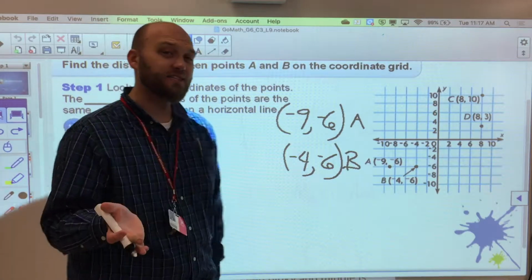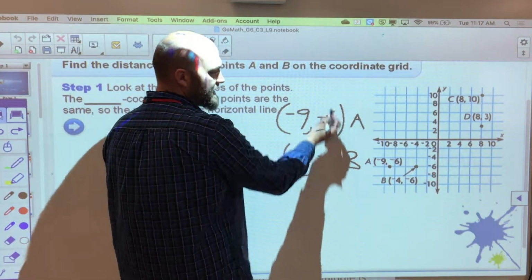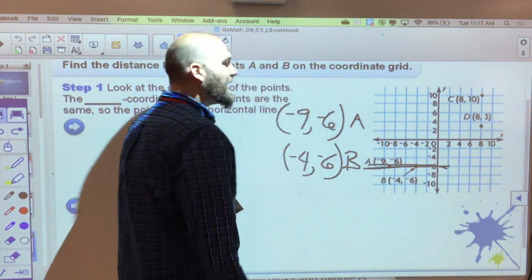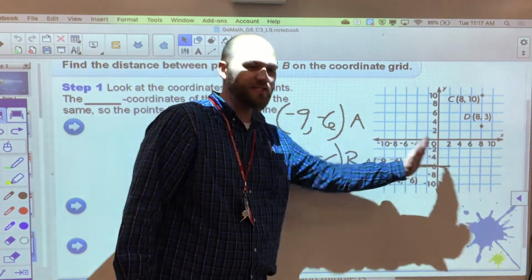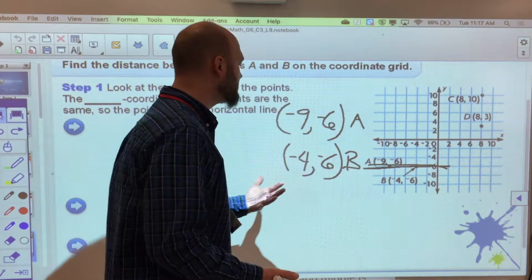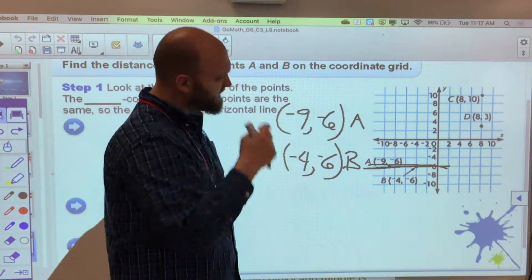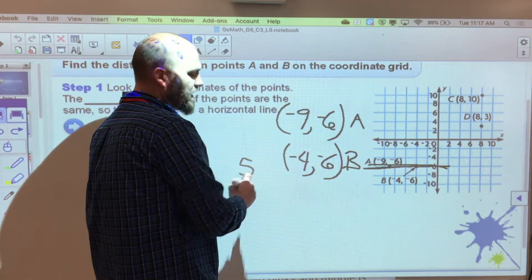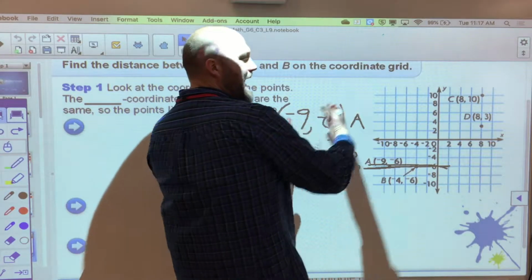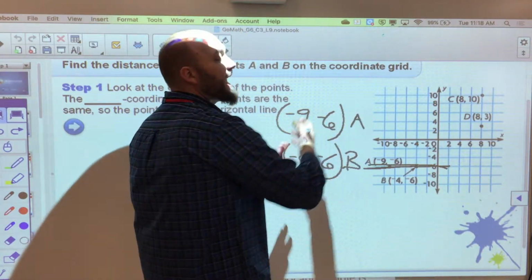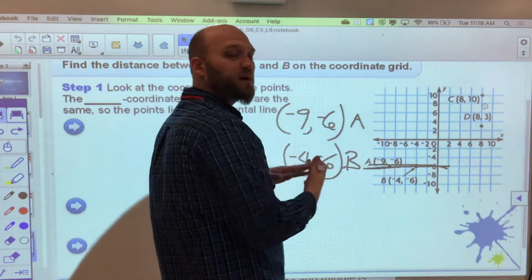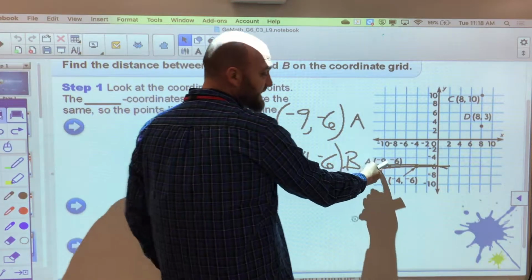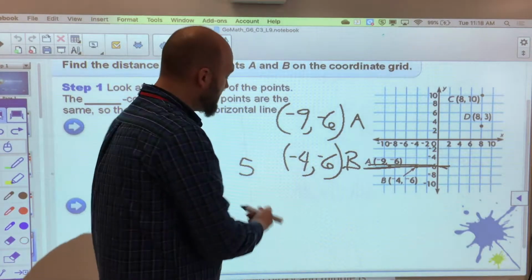Now I can see, just like in our example, that the 6 is the same. They're right here on the same line. Since they're in the same quadrant, how far away are they? Well, if I took negative 9 and I went to negative 4, I would find that they're 5 away. I'm not adding because I'm not going to 0 and then continuing on. When they're in the same quadrant, I'm going to subtract. I could easily count from negative 9 to negative 4 and find that it's 5 away.